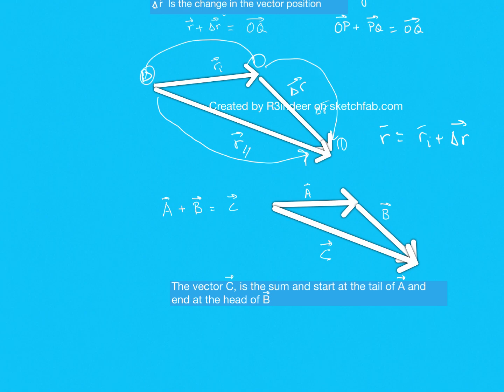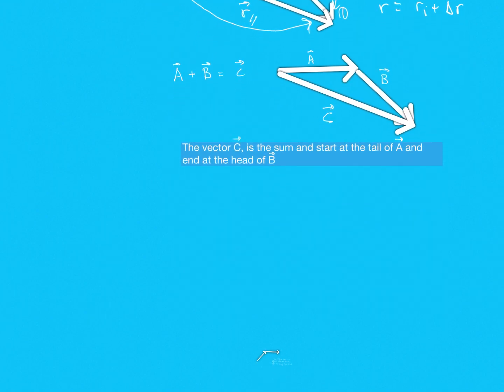You see there is a rule that is the parallelogram rule. You have to follow the arrows. This one plus this one is this one. So the vector C is the sum and starts on the tail of A and ends on the head of B. How to sum vectors. For example, if you want to sum these two vectors, this is a way of summing geometrically speaking. We will learn how to deal algebraically with vectors soon.